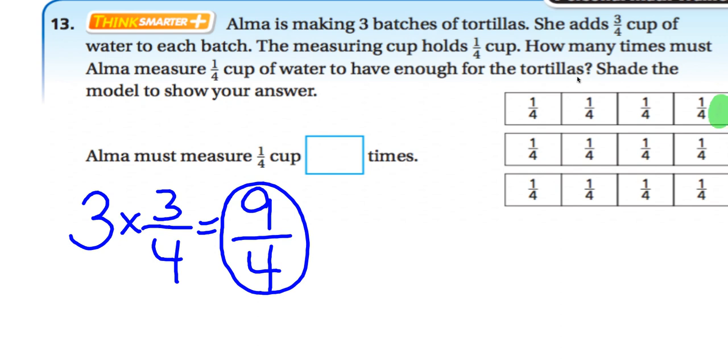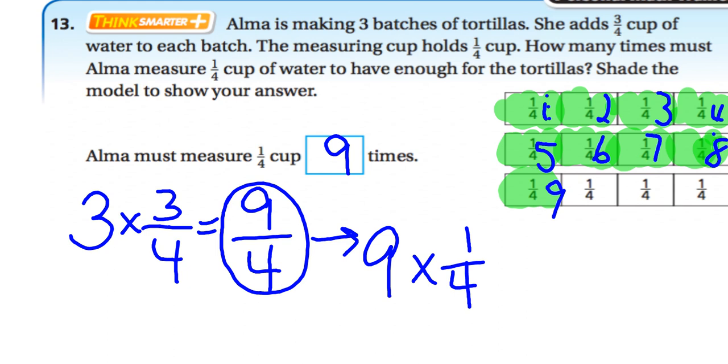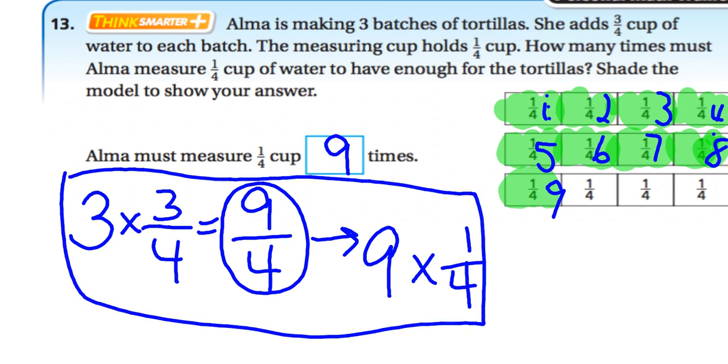So 1/4, 2/4, 3/4, 4/4, 5/4, 6/4, 7/4, 8/4, 9/4. Basically she has to do the 1/4 one time, two, three, 4, 5, 6, 7, 8, 9 times. 9 times. The reasoning is because 9/4 is 9 times 1/4, which leads us back to today's lesson. Thank you for joining me and have a great day.